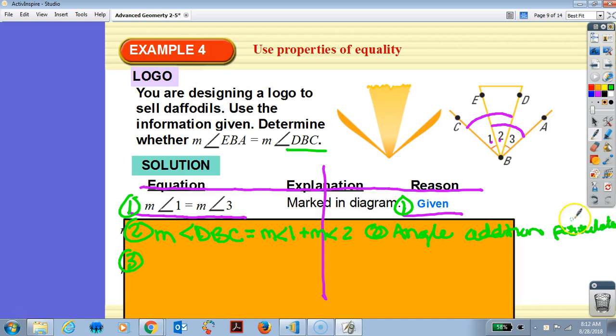Remember the segment addition postulate and the angle addition postulate? Those are what we're using. Now I'm going to do this one. The measure of angle EBA equals the measure of angle EBA, 2 and 3.